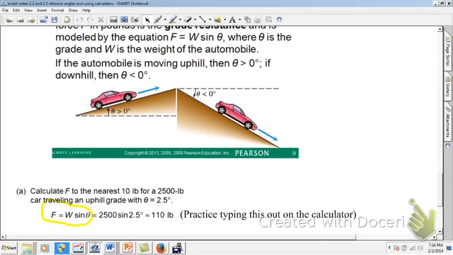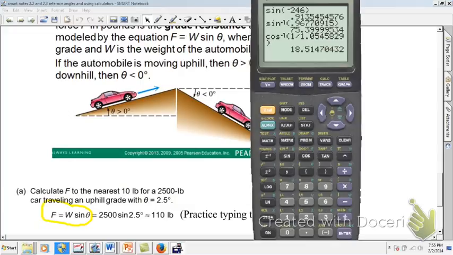So, for instance, calculate F to the nearest 10 pounds for a 2,500 pound car traveling an uphill grade with theta equal 2.5. So we're literally going to plug into this equation here. 2,500, plug in for weight, sine of theta, sine of 2.5. Now let's type that in. 2,500 times sine of 2.5. Now look at the answer though, 109 and some change.